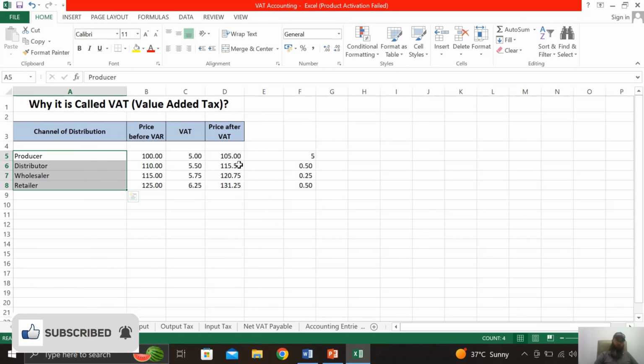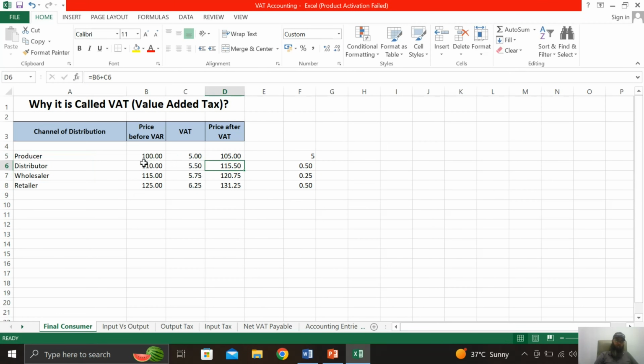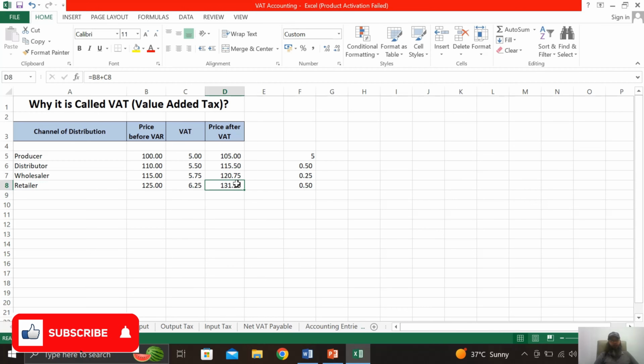They will charge it to the customer. Distributor will charge the wholesaler, wholesaler will charge the retailer, and retailer will charge this amount to the final consumer. Like this it works.